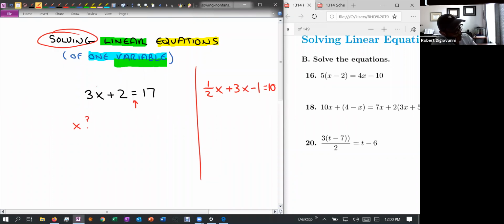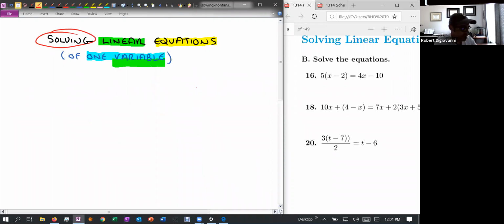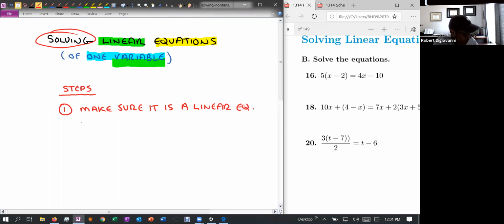So the method to solve these, or I'll say the steps to solve a linear equation in one variable: the first step is to make sure it is a linear equation in one variable. That's always your first step. Just make sure you're looking at what you think you're looking at.